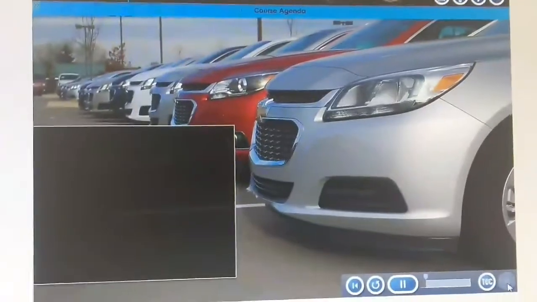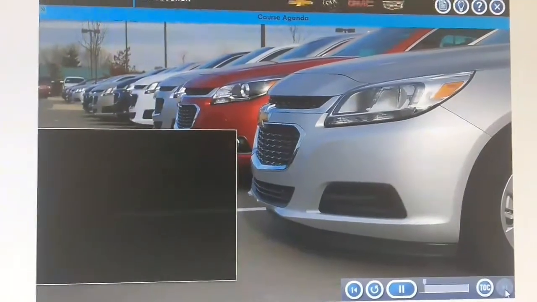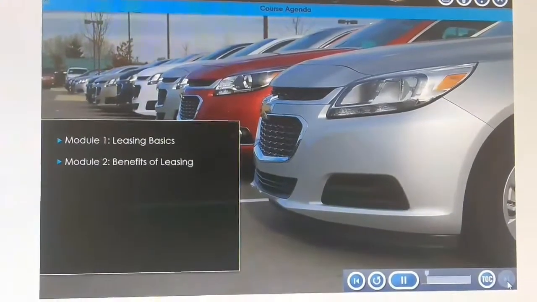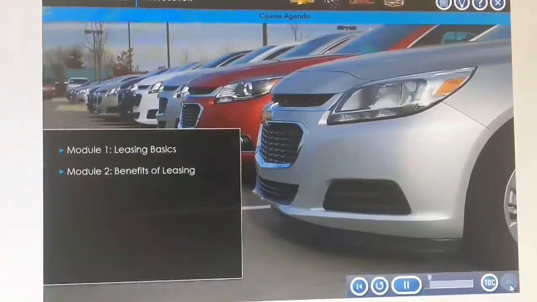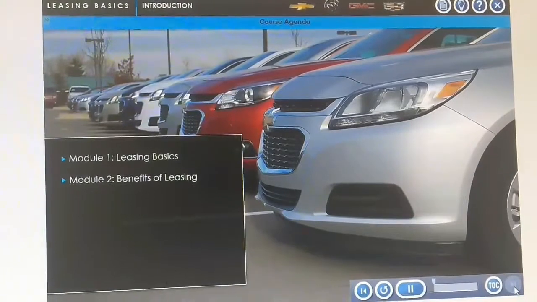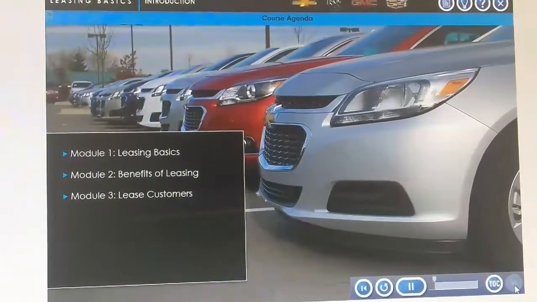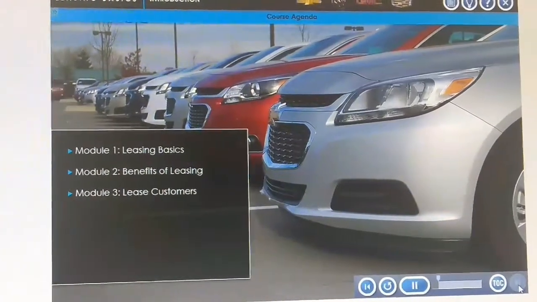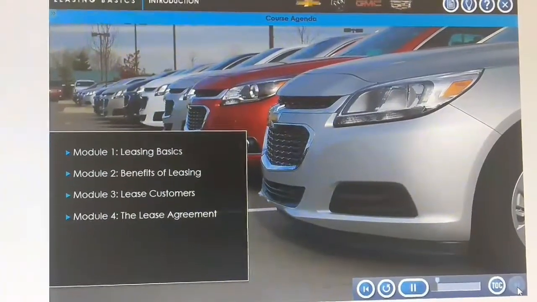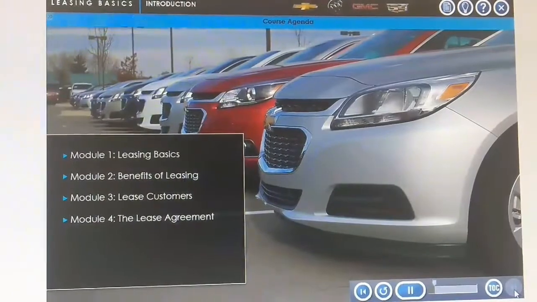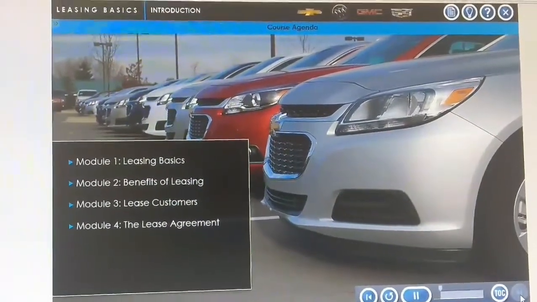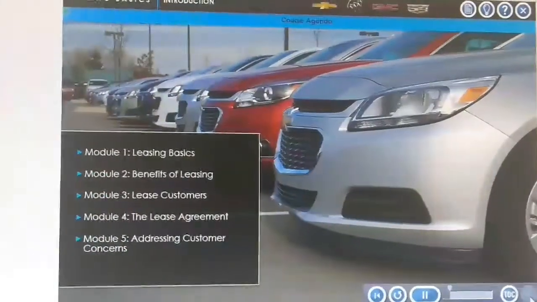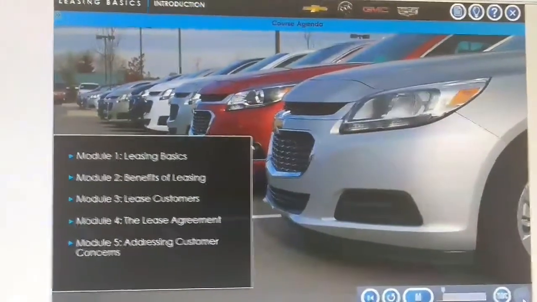This course is organized into 5 modules. Module 1 defines leasing and compares leasing to financing. Module 2 examines the overall benefits of leasing to you, your customers, and your dealership. Module 3 identifies ideal lease customers and explores their reasons for leasing. Module 4 explores the lease agreement, including how a monthly payment is calculated and customers' responsibilities. Module 5 discusses strategies on how to effectively address common customer concerns regarding leasing.